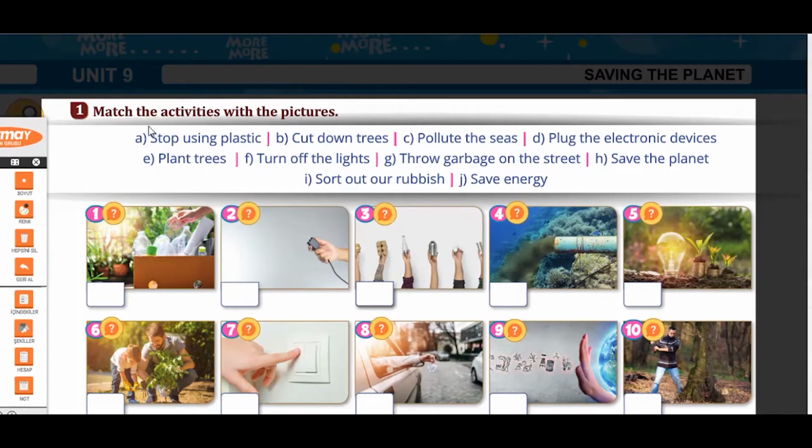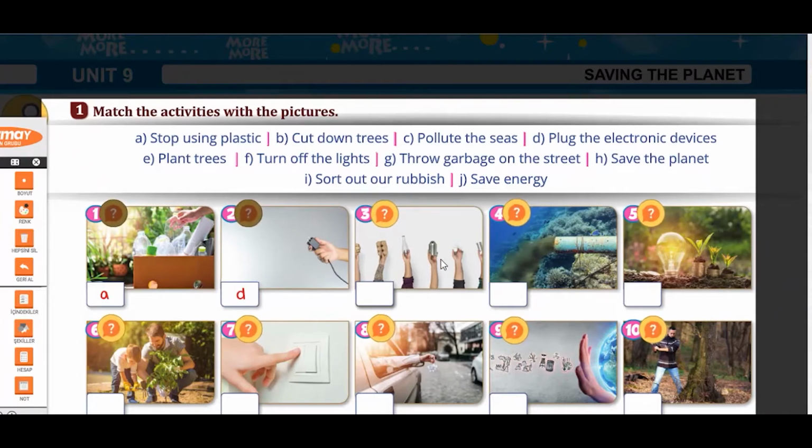First, match the activities with the pictures. We have stop using plastic, cut down trees, pollute the seas, plug the electronic devices, plant trees, and so on. Let's start with the first one. It's A. Stop using plastic. Number 2. Which one? Can you guess? Let's see. It's D. Plug the electronic devices.